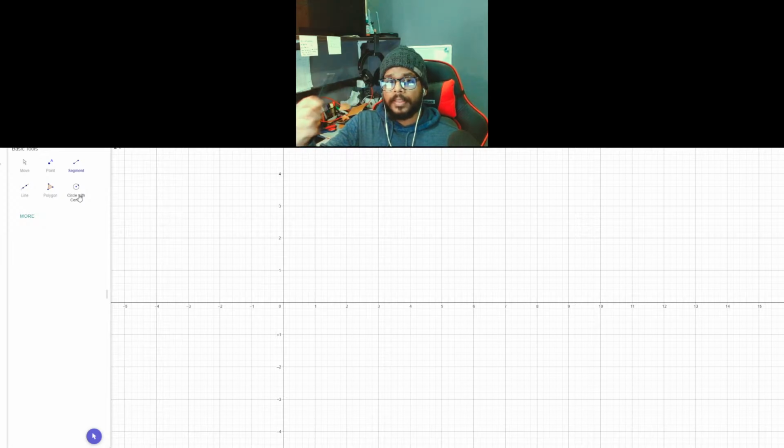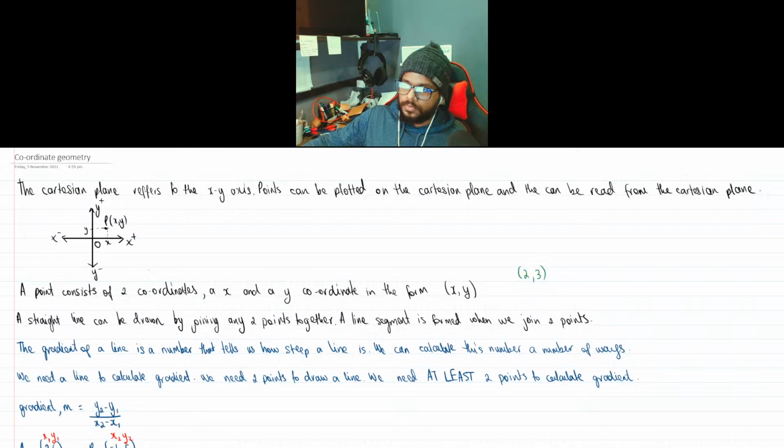To draw a straight line, I need 2 points. The point A connected to point B will give me a straight line. The point A connected to C gave me a straight line. So I need at least 2 points to draw a straight line on my graph. So those notes are translated here. A straight line can be drawn by joining any 2 points together. A line segment is formed when we join 2 points.